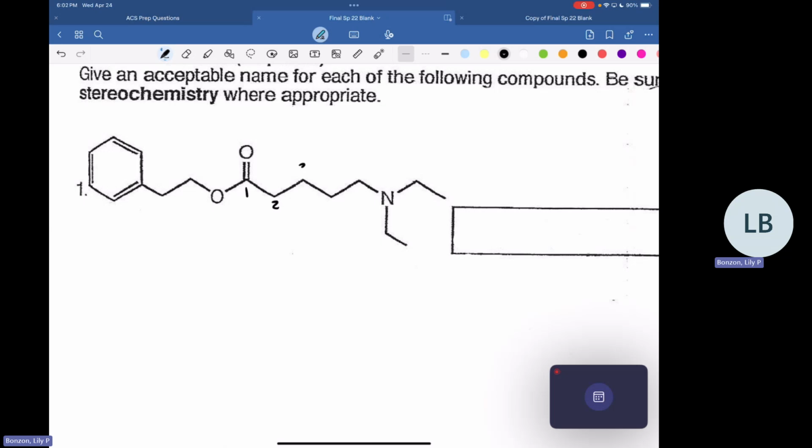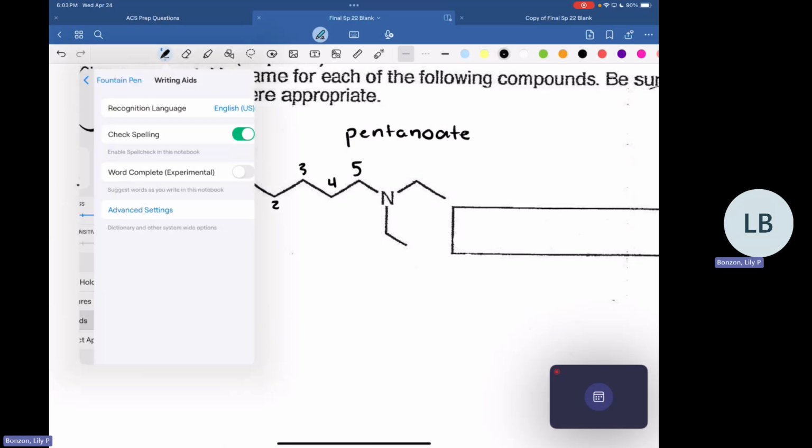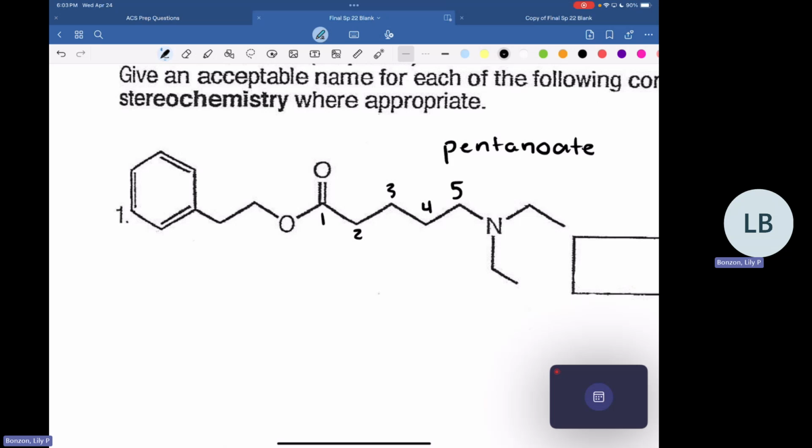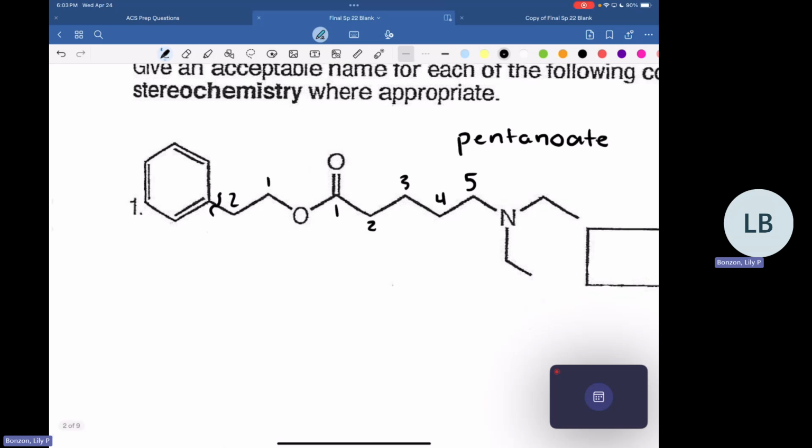So 1, 2, 3, 4, 5. That gets us to a substituent, so that'll be just the whole chain. So that's going to be a pentane, and then the ending for esters is -oate. So that'll be kind of like our main part. And then for the ether part, or the ester oxygen, I guess, again, we just number down the chain. So we got 1, 2. That gets us to a substituent. So this is going to be ethyl.